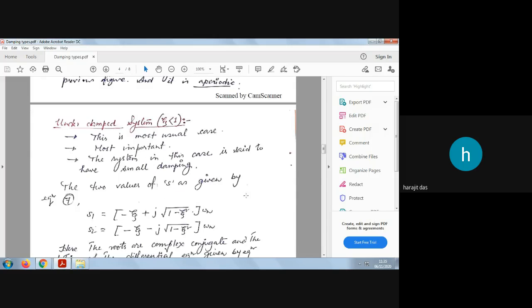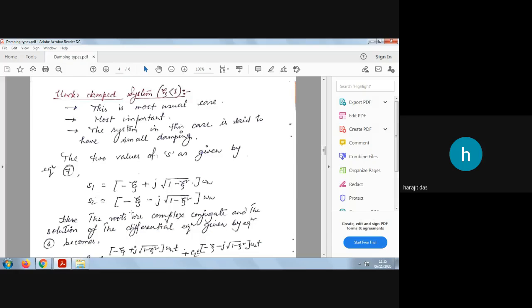So if you put the value of zeta by taking a value lesser than 1, what you will get is minus zeta plus, because this will be reversed. If you take the iota, the square root of minus 1, you will have to write it this way. You can write i also. So I am writing i under root 1 minus zeta square omega n. So here also the roots were this one, isn't it? So here the roots are complex conjugate, isn't it?